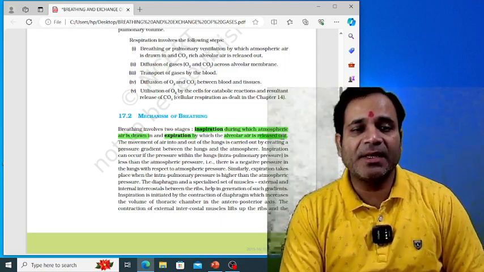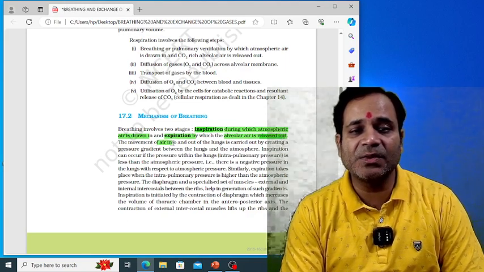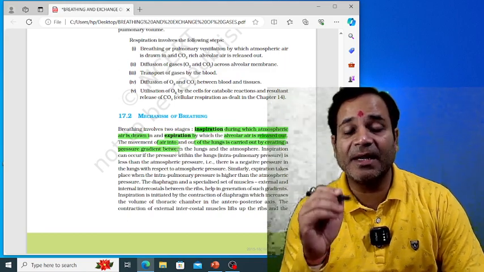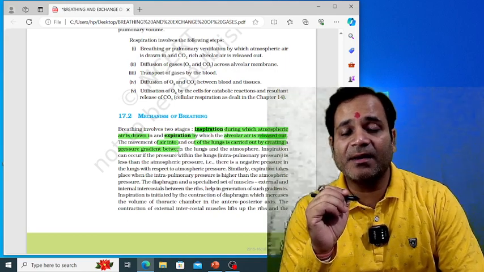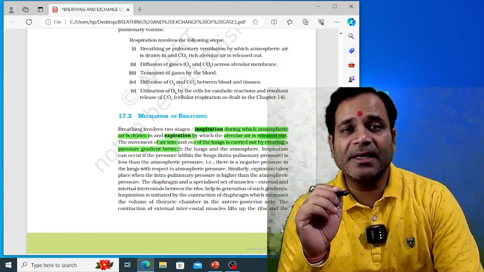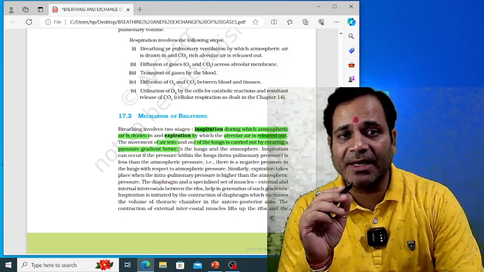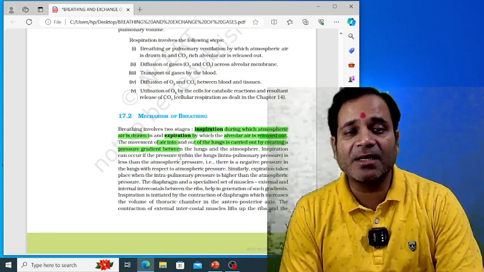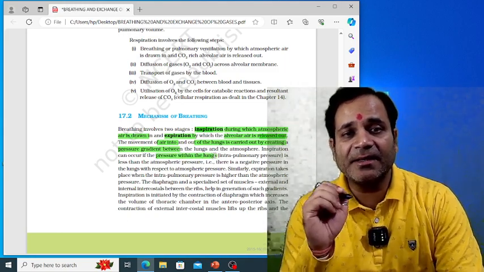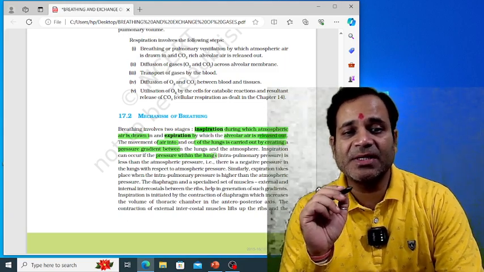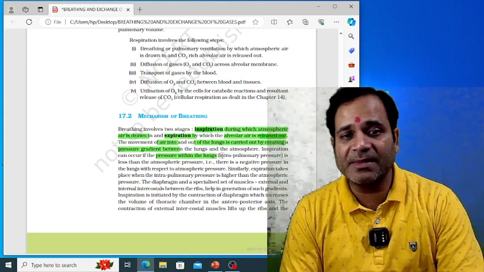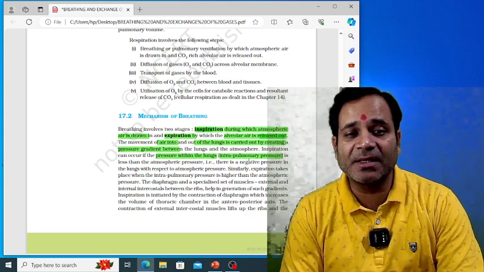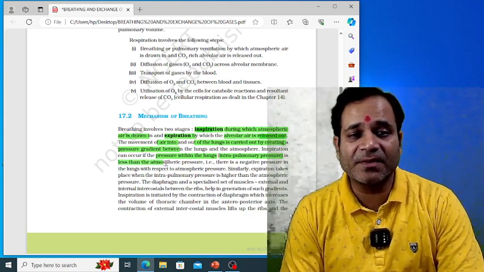So here I'm saying that the movement of air into and out of the lungs is carried out by creating a pressure gradient, my dear. And this pressure gradient is created with the help of the lungs. The lungs are an important organ for the exchange of gases here. Now the second thing important to understand is how the pressure within the lungs is built. This pressure is the intrapulmonary pressure, which is less than the atmospheric pressure, my dear.